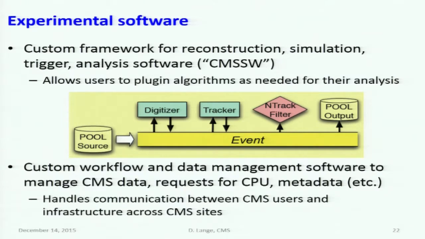So it's particularly important, and the experiment thought a lot about this reconstruction framework before the experiment started. The idea that people came up with was that, because events are independent, we'll design our framework around the concept of an event. An individual user writing an algorithm can take data from an event and add data to an event, basically independently from all other algorithms. So this allows users to plug in new algorithms as they want without having to worry about how their algorithm interacts with another algorithm.